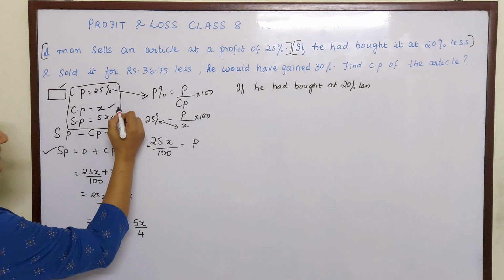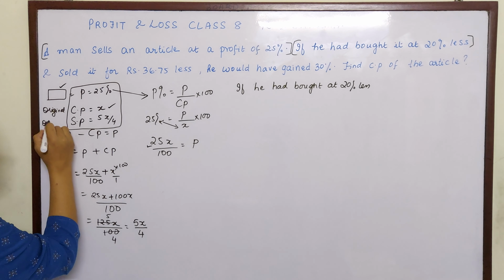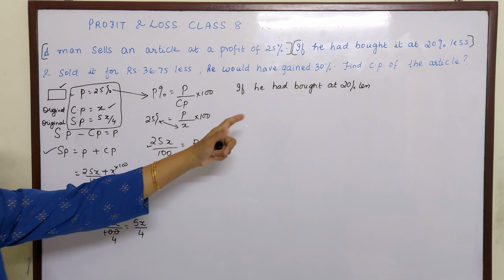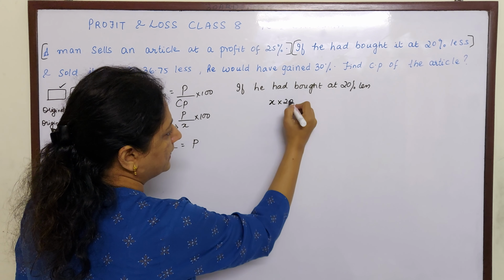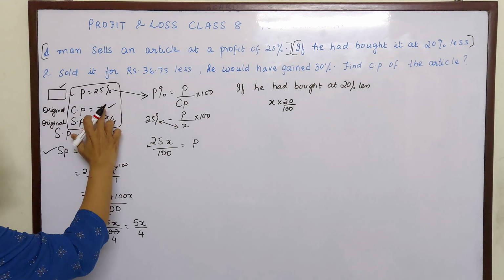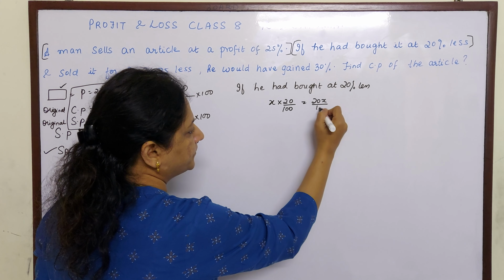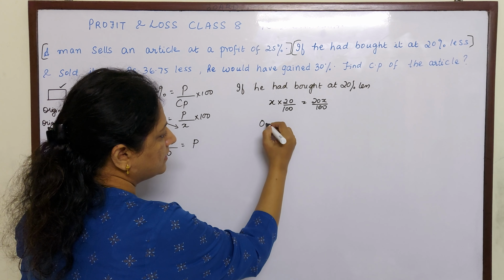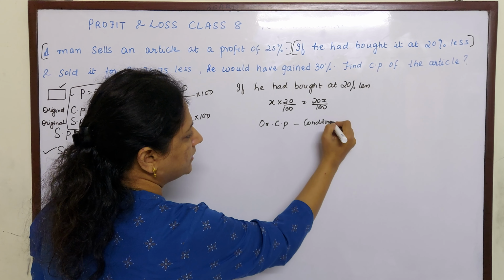So this is actually our original cost price, and this is our original selling price. Okay, so with the help of this, we will find the new cost price. So let us assume X into 20 by 100, because 20% less, we have to subtract 20% from this. So X into 20 by 100 is 20x by 100, right? So what will be our new CP? Original cost price minus this condition, we will get new cost price.